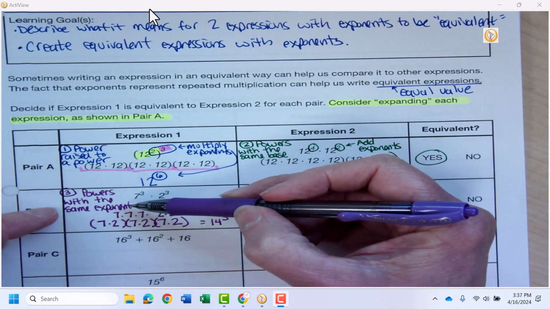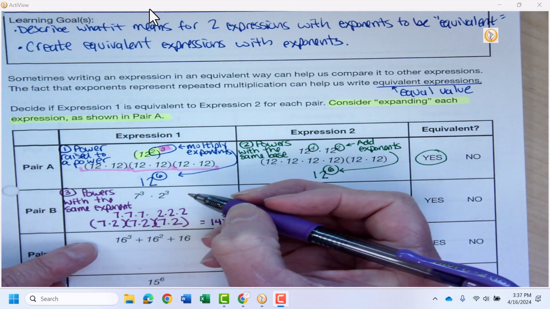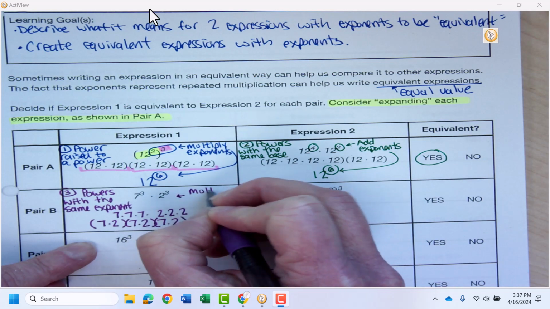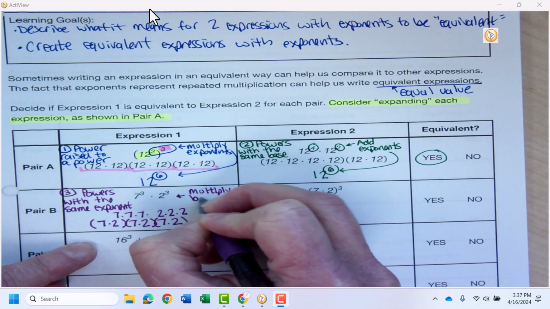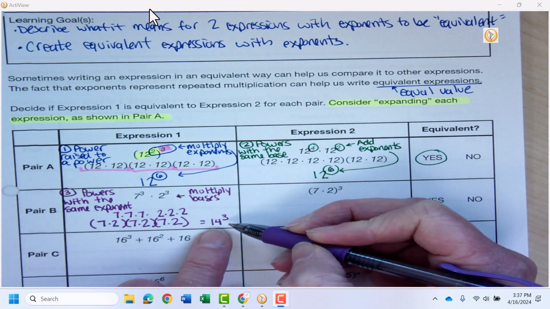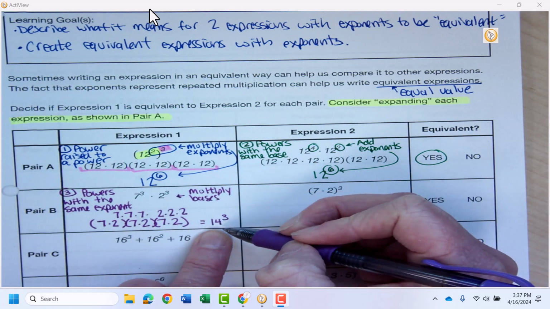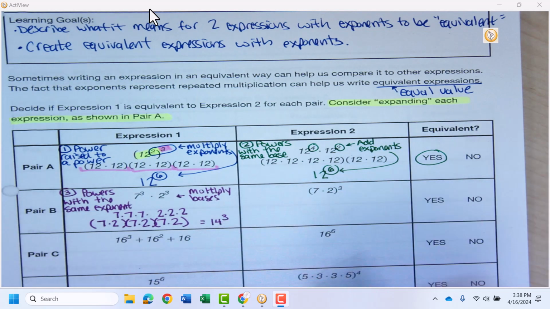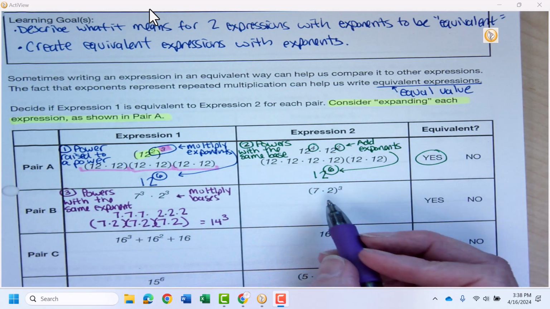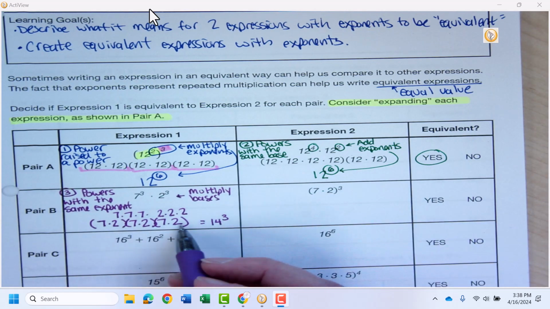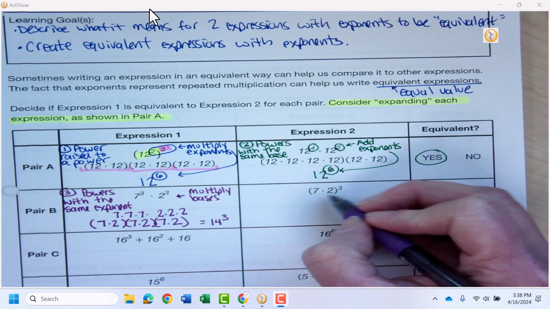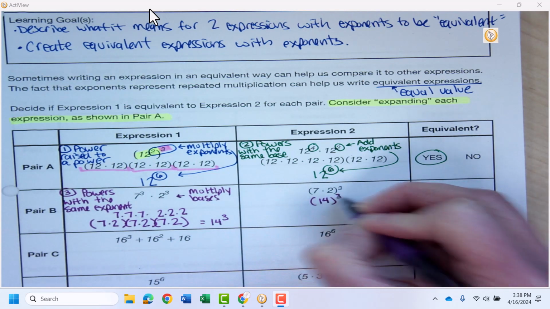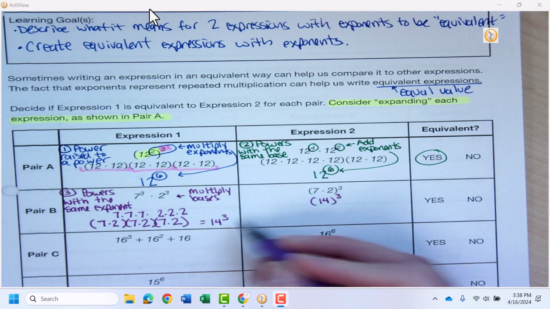So when I have powers with the same exponent, I can multiply the bases. And that exponent stays the same. 7 times 2 is 14, and I keep that exponent of 3. So, like we just said, 7 times 2 appears 3 times as a pair, and that's really what I have here as well. I could simplify what's in the parentheses, and these are equivalent expressions.